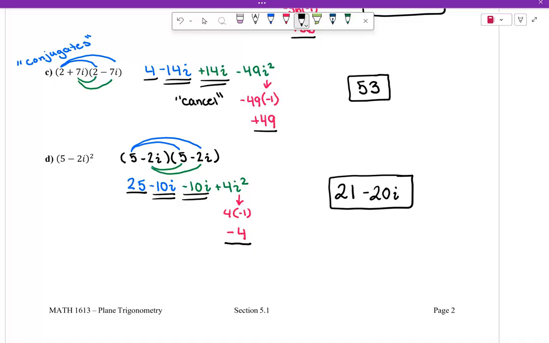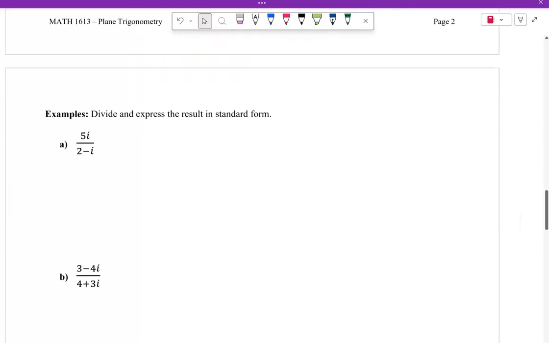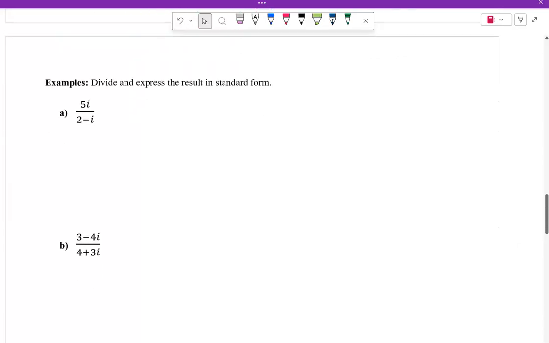But here's the thing about the dividing. The dividing is just multiplying. So remember what I said. We have to multiply by the conjugate. So the conjugate, since this is 2 minus i, we have to multiply top and bottom by 2 plus i. Okay? So let's see what we get.